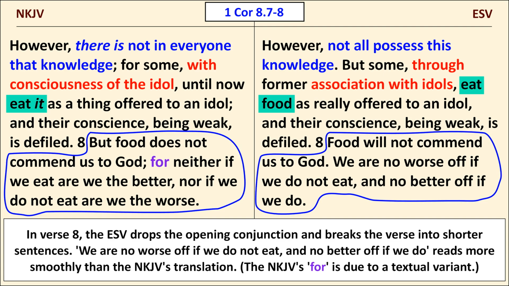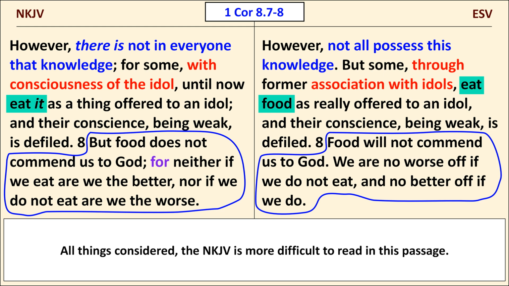In verse 8, the ESV drops the opening but and breaks the verse into shorter sentences. We are no worse off if we do not eat, and no better off if we do, reads more smoothly than the NKJV's translation, in my opinion. My verdict here again is that the NKJV is more difficult to read.